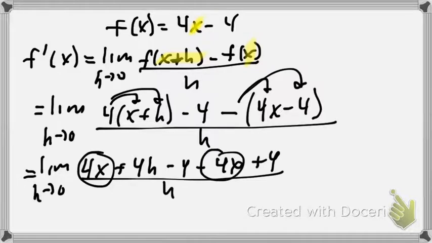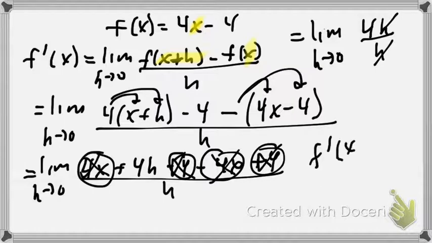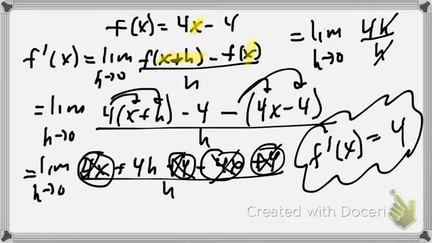Positive 4x, negative 4x cancel. Negative 4, positive 4 cancel. And so what we're left with is the limit as h approaches 0 of 4h over h. Now the h's cancel. So f prime of x is equal to 4. So that's the derivative function.